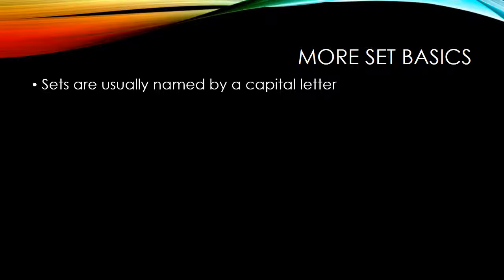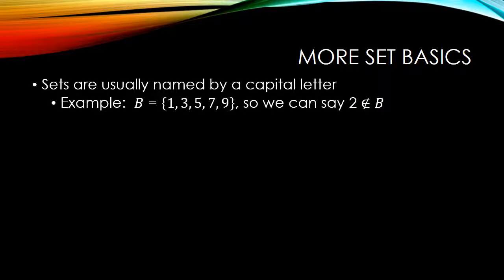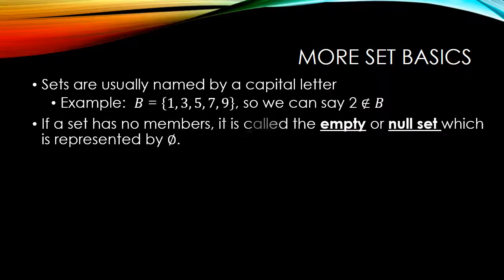Sets are usually named by a capital letter, so we give it a name so we don't have to rewrite it every time we want to talk about it. For example, our set of 1, 3, 5, 7, and 9, we can give the name B, and then we can just say 2 is not a member of B, rather than having to rewrite the set.